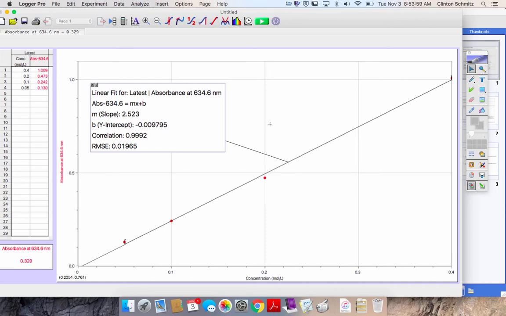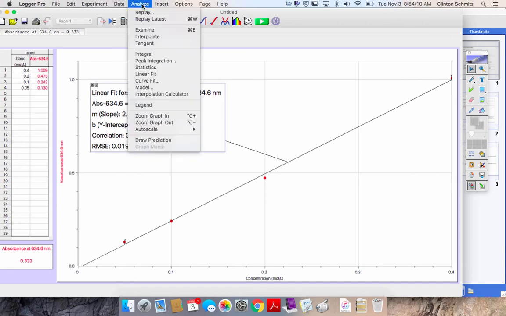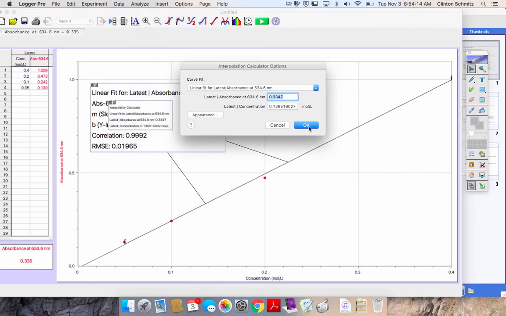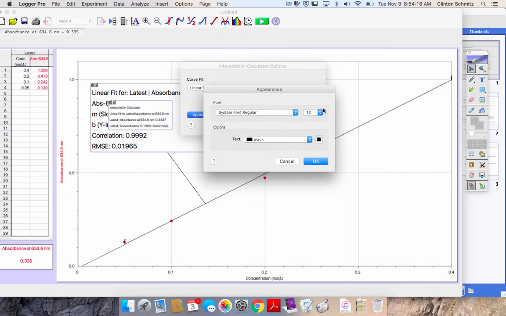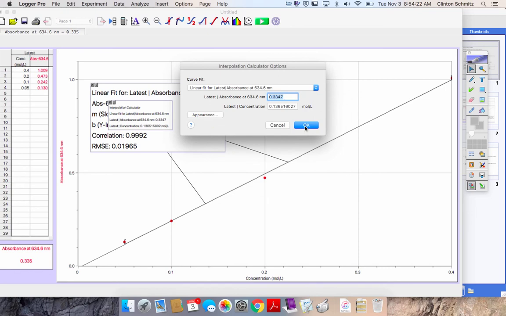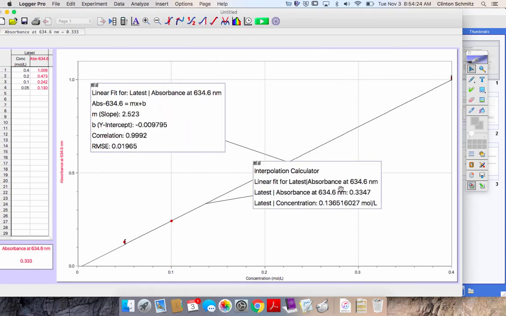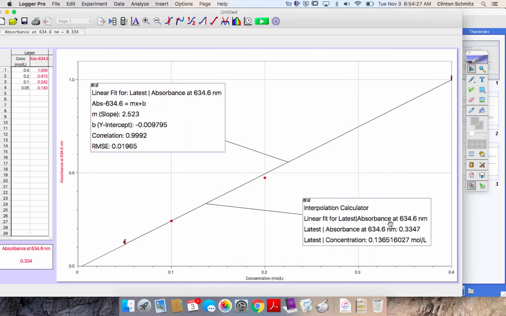Okay, put it in the machine, and then you can see that an absorbance will pop up. Anyway, then we're going to click on this button over here that says Analyze, and it's called Interpolation Calculator. And we're just going to hit Appearance. We're going to make it like 20 font. Hit OK. Hit OK. Drag it and put it down over here.